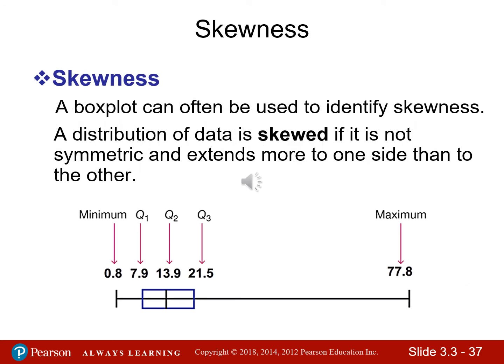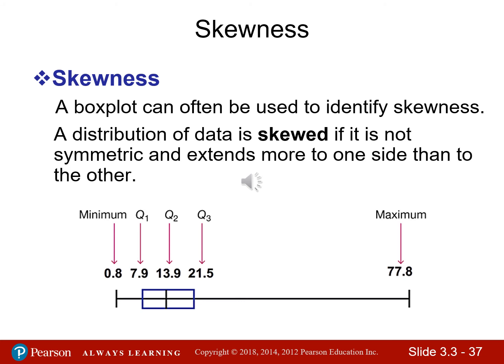Box plots are useful because they show the skewness of a data set. A distribution of data is skewed if it's not symmetrical and extends more to one side than it does the other. In a box plot, if the median is in the middle of the box and the whiskers are about the same on both ends of the box, then that distribution is considered to be symmetric.